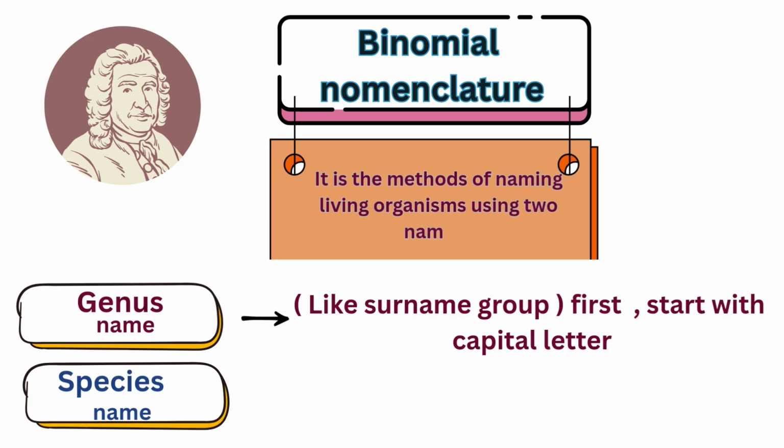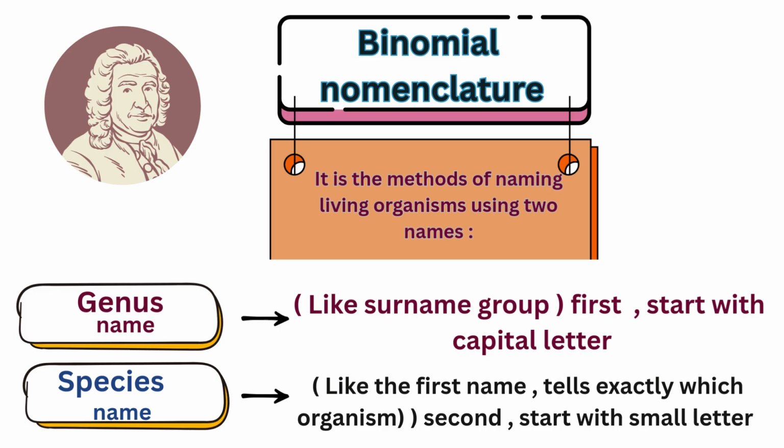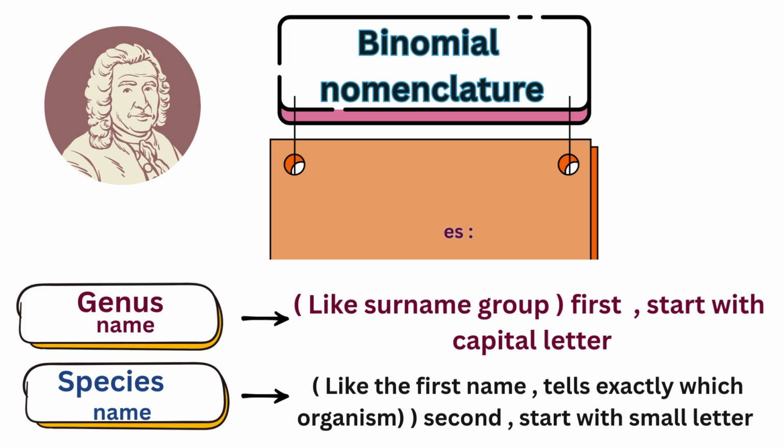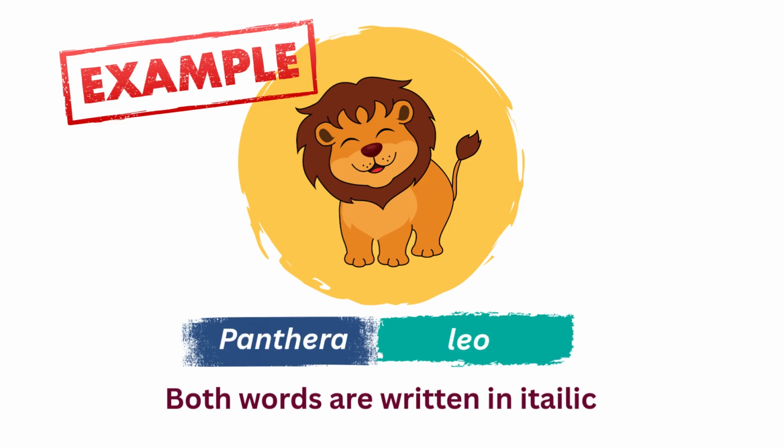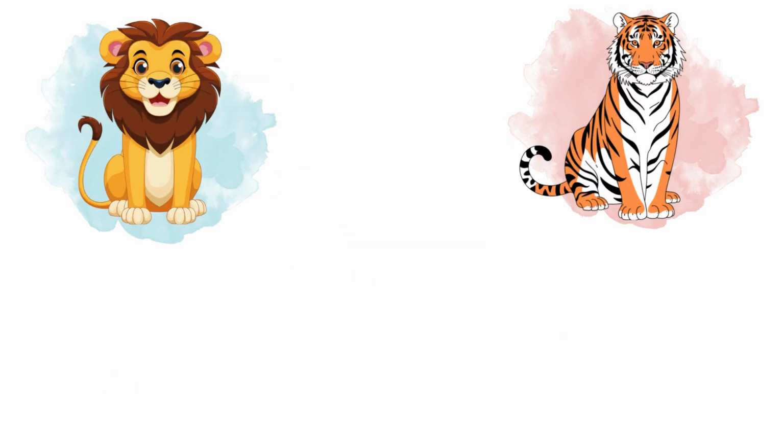The genus name, like the surname or group, starts with a capital letter, and the species name, like the first name, tells exactly which organism. It starts with a small letter. Both words are written in italics. Similar species are given the same first name.